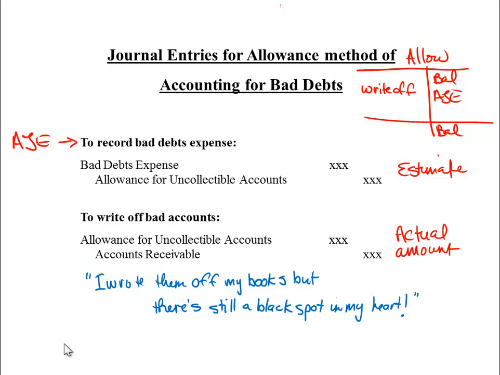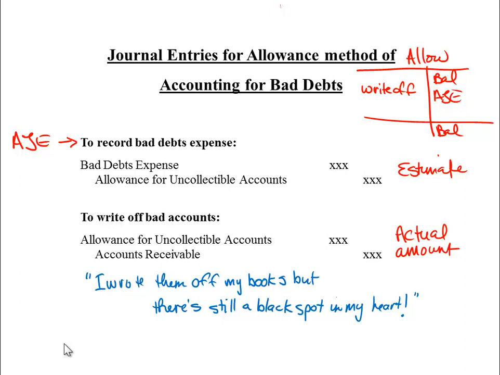So to recap, up there I have a T account called allow, which is short for allowance for doubtful accounts, uncollectible accounts, or bad debts. Notice it's a contra current asset account. It has a beginning credit balance. It's increased by the adjusting entry, which is the estimate. It's reduced when we write off specific accounts, and we always have a credit balance at the end of the period in that allowance account.